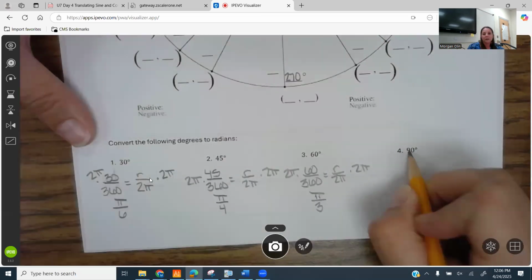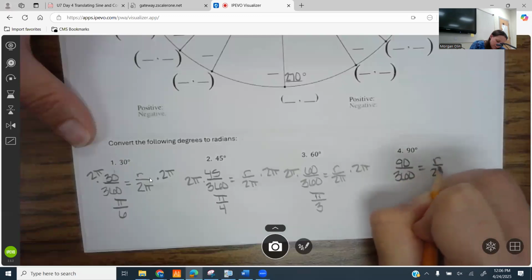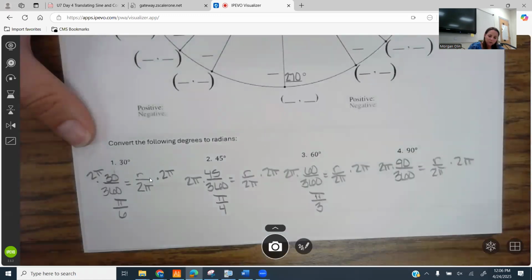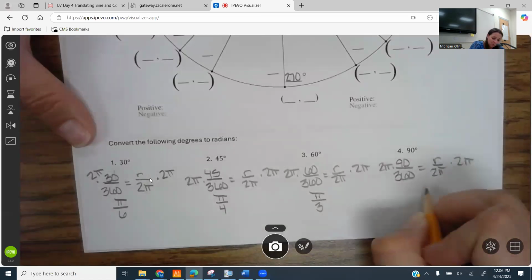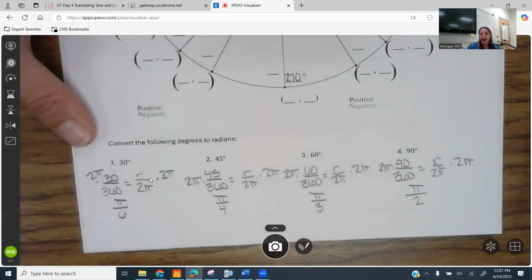All right, and 90 degrees. 90 over 360 equals r over 2 pi. Multiply by 2 pi. All right, 2 times 90 divided by 360. You end up with 0.5 or 1/2. So put pi on top. So half of pi like that.